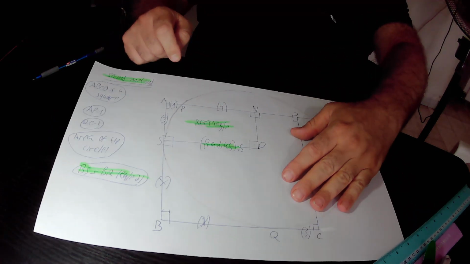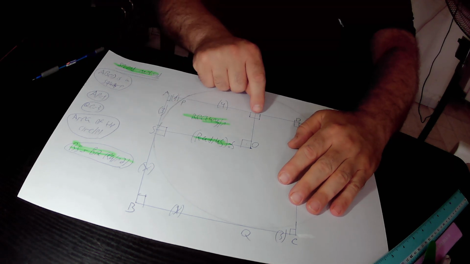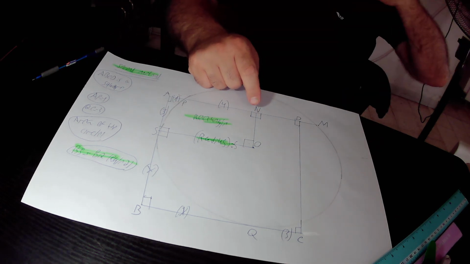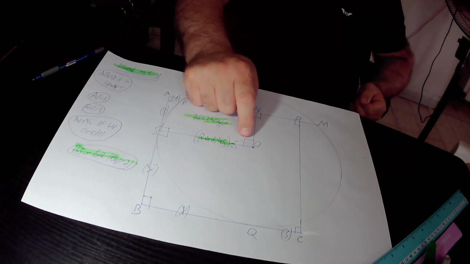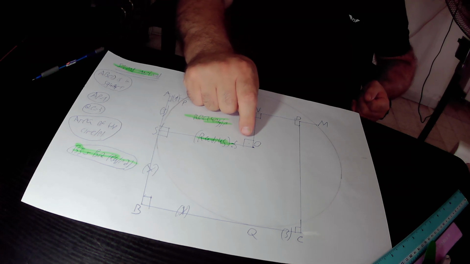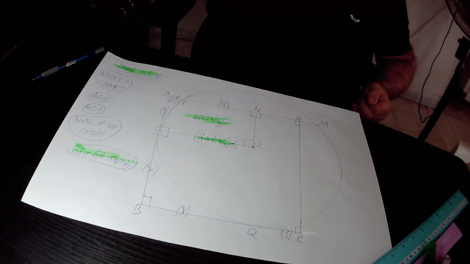So inside quadrilateral ANOS, we have 1, 2, 3 right angles. The sum of 3 right angles is 270 degrees, so 270 degrees plus the size of this fourth angle, in total they must equal 360 degrees according to the rule that states that the sum of the angles in any quadrilateral is equal to 360 degrees, and therefore this fourth angle must be equal to 90 degrees. So inside quadrilateral ANOS we have 4 right angles.